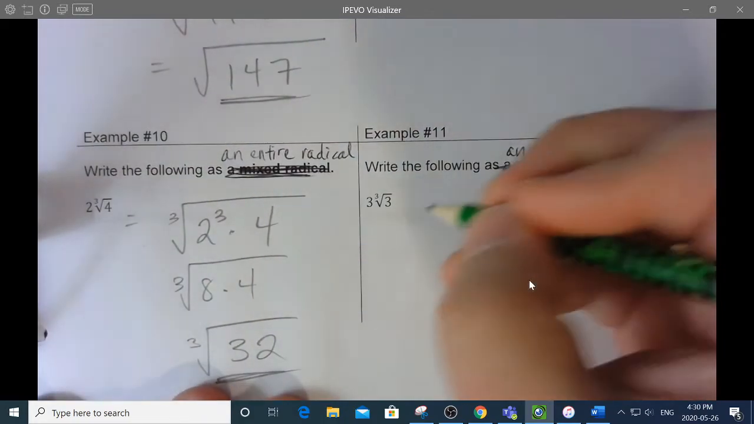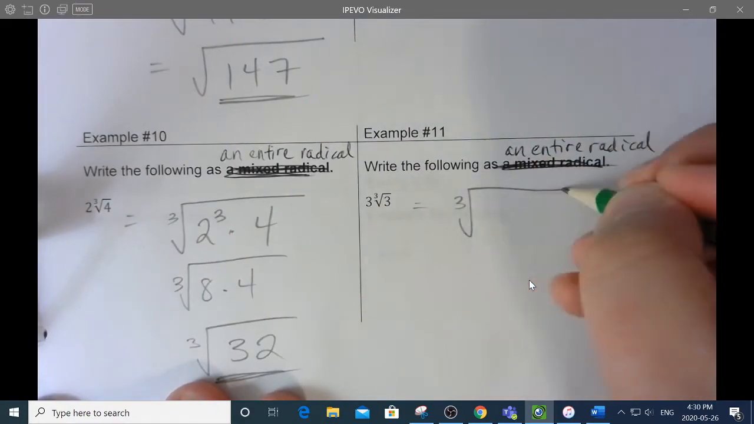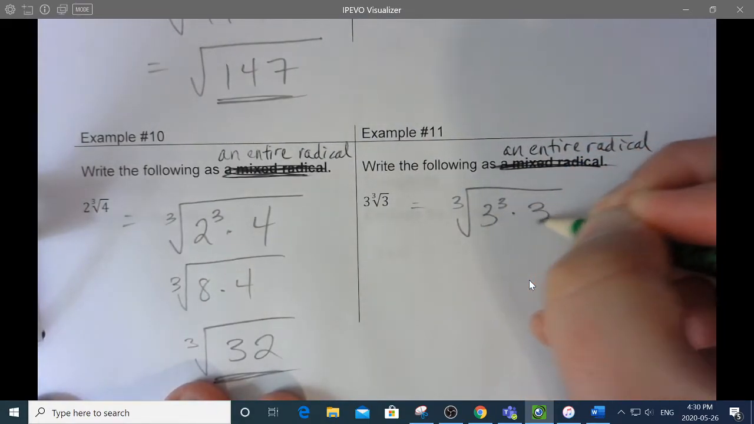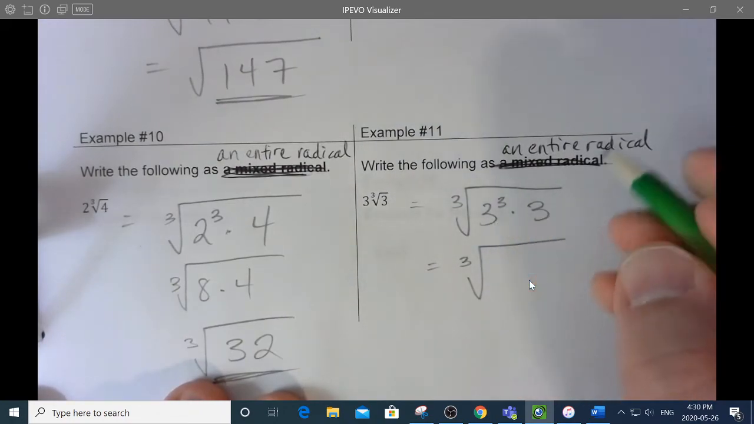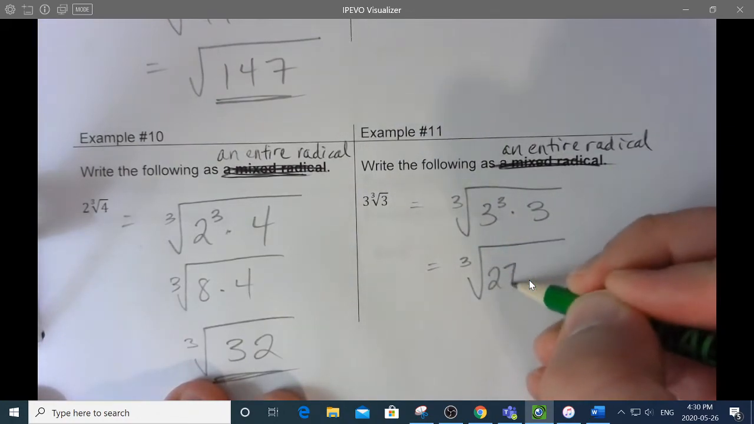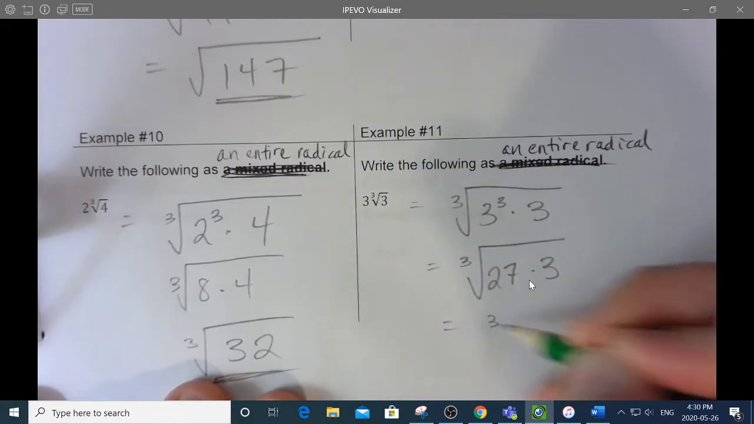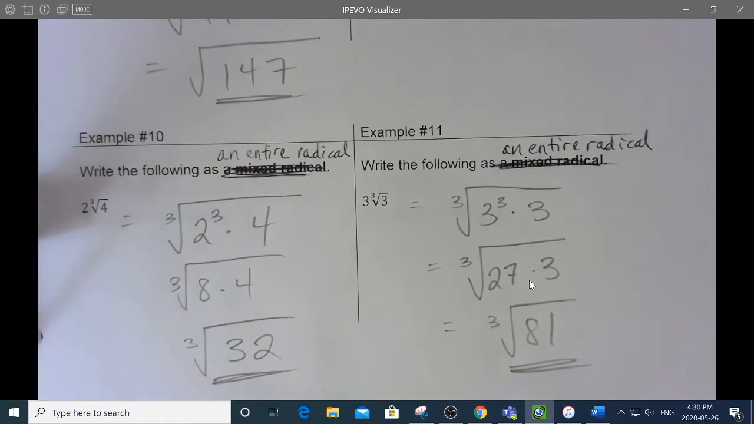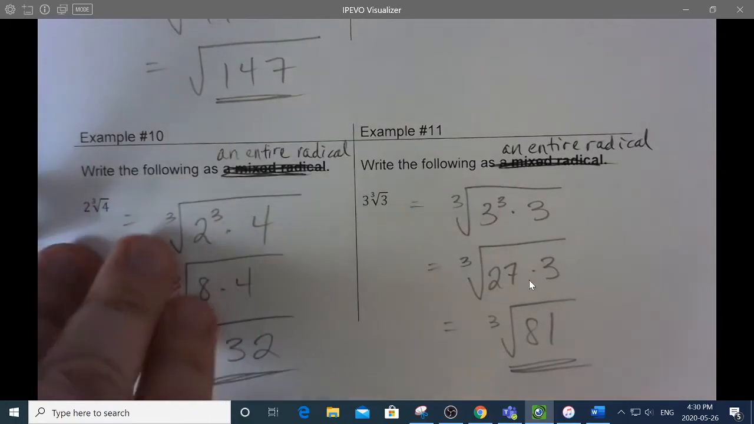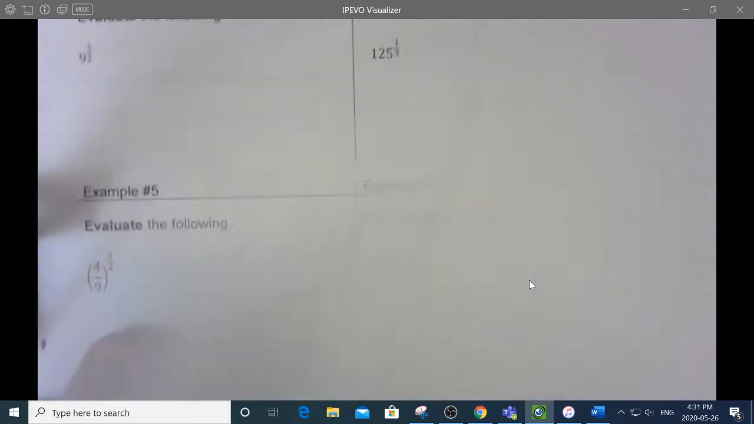This guy here would be the cube root of 3 cubed times 3, which is like saying the cube root of, what is that, 27 times 3, which is the cube root of 81. I think I did that right. Somebody might double check my arithmetic. And that's basically all there is to 4.3.